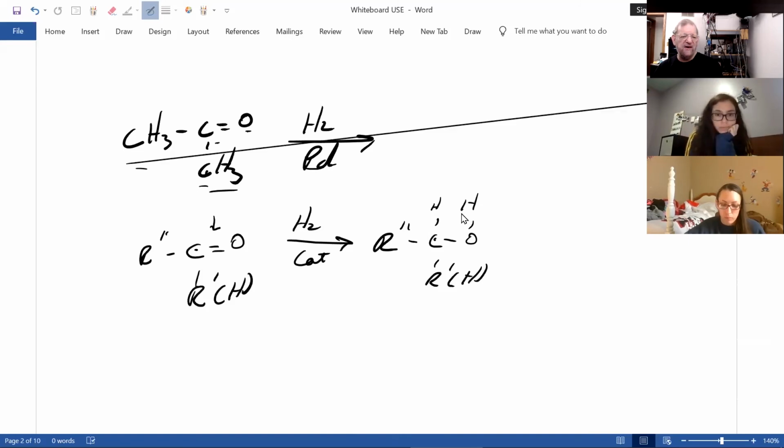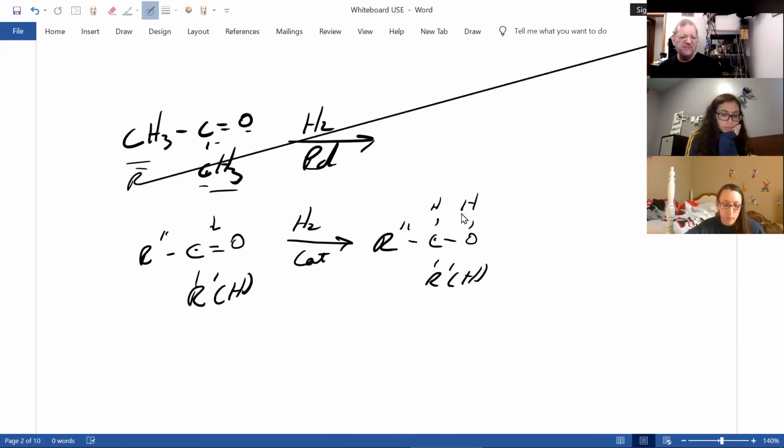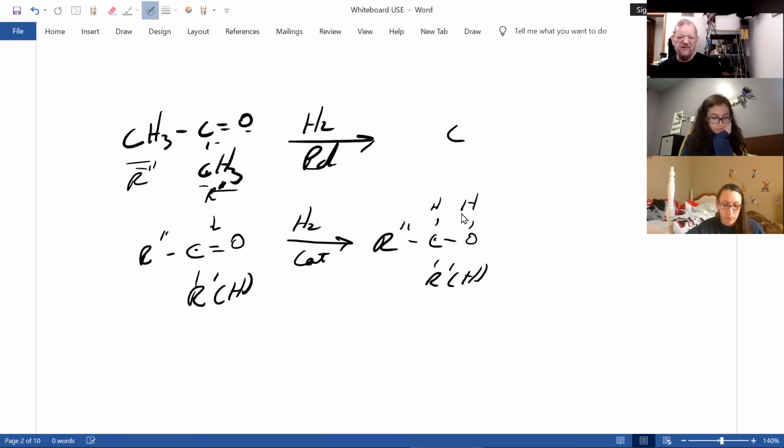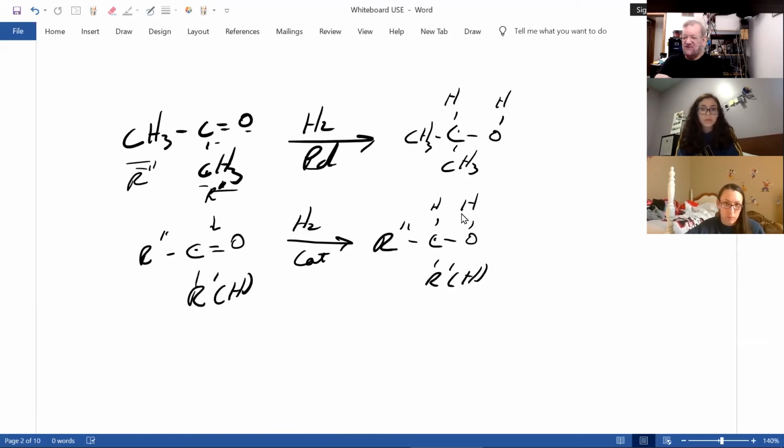So what's our R prime and our R double prime? Methyl. And therefore, they'll still be attached to that carbon. And I'll break the pi bond, and each atom gets that. Can anybody see the significance of this reaction? I'll let you think about it, and then I'll tell you.